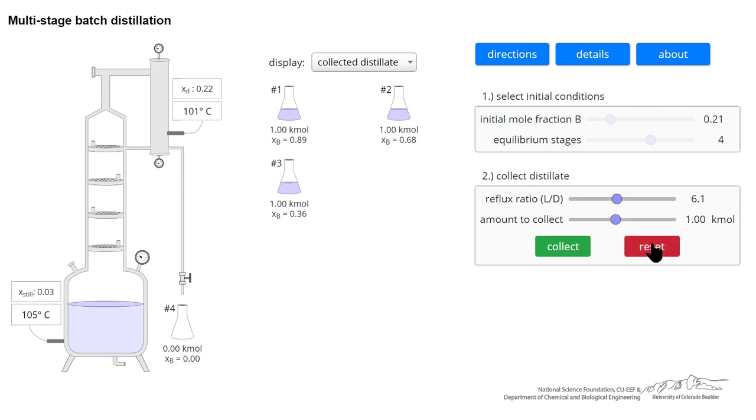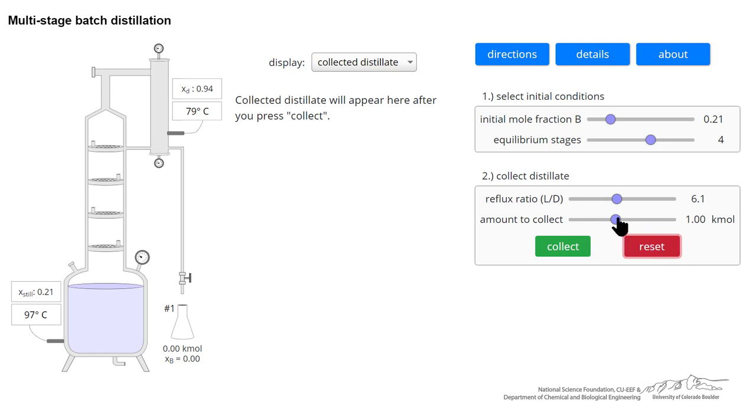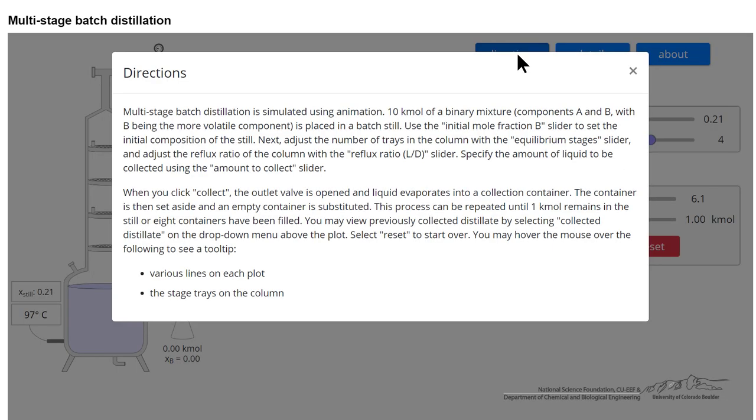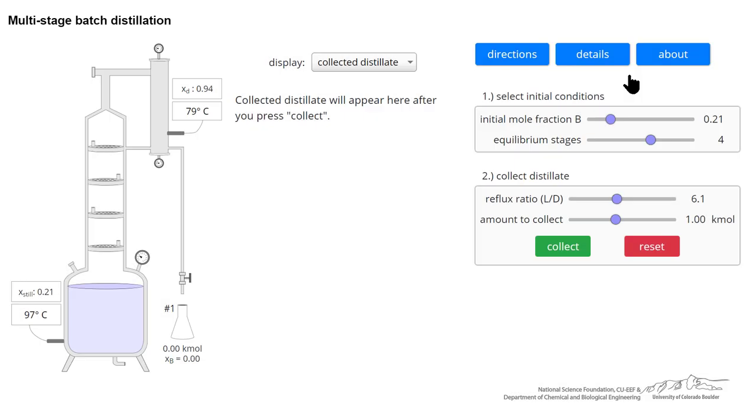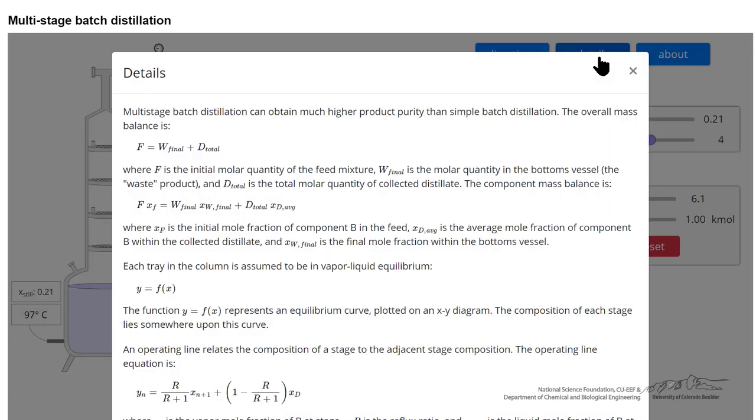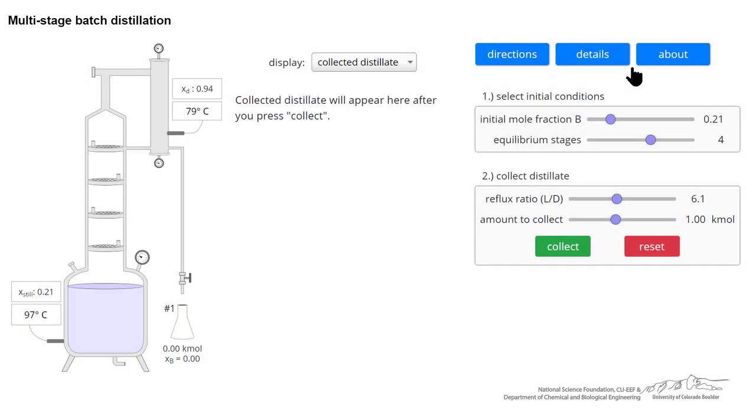Now I can hit reset, go back to the beginning. I could collect a larger amount. I can change the reflux ratios, etc. Directions here have some of the same information that I explained in this screencast. And details show the mass balances used, the equations to determine these concentrations. So this is the equilibrium stage multi-stage batch distillation.